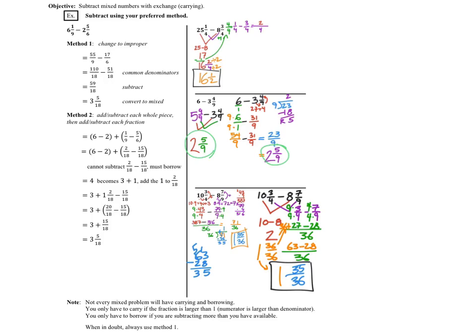Notice at the end, like I said, that first method is always good, always consistent. But when in doubt, if you're like, man, I'm really confused, always go to method 1. Change your mixed numbers into improper fractions. Find common denominators. Do the subtraction. Simplify if you need to. And then convert it into a mixed number.